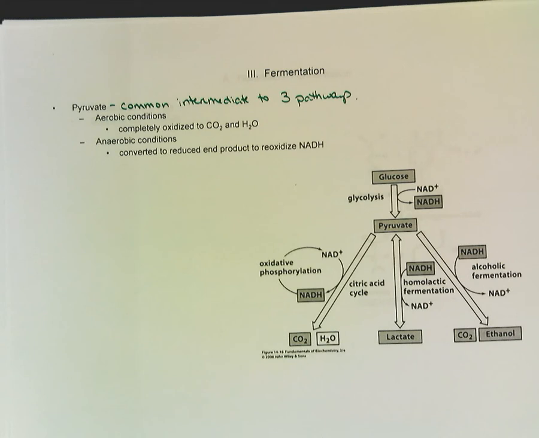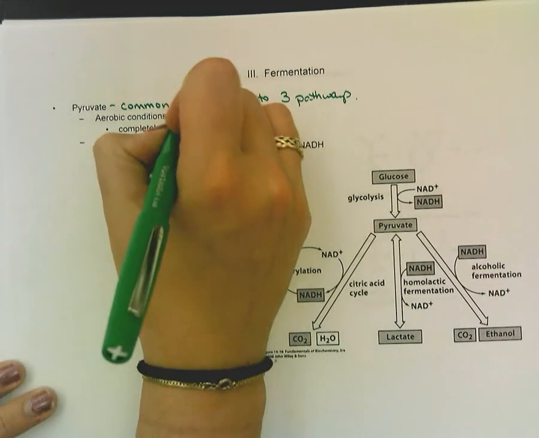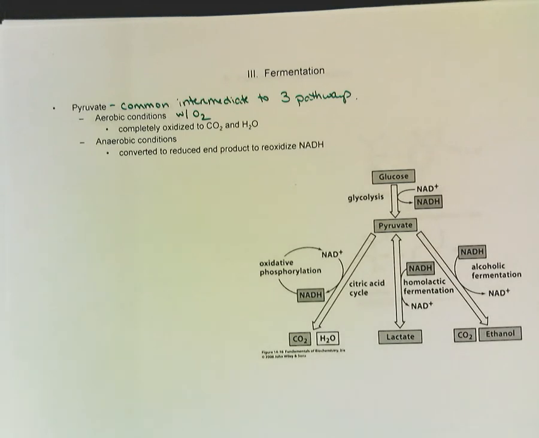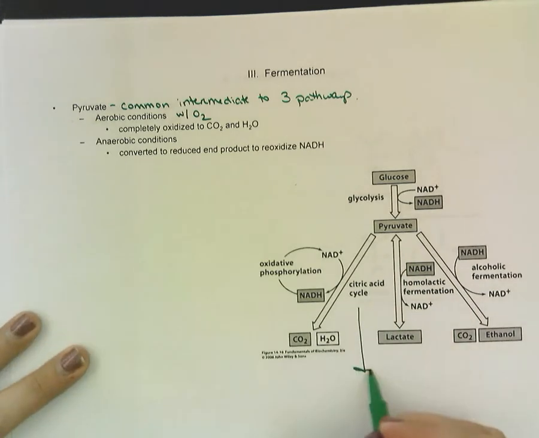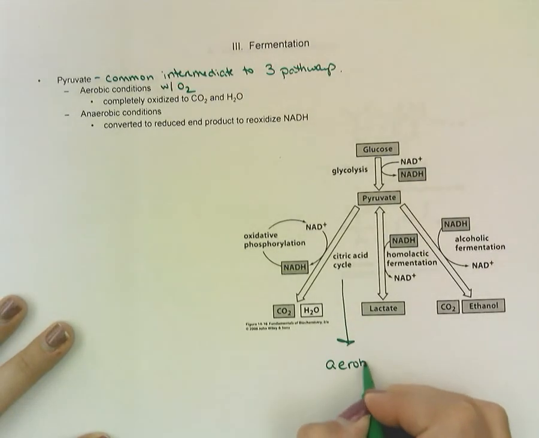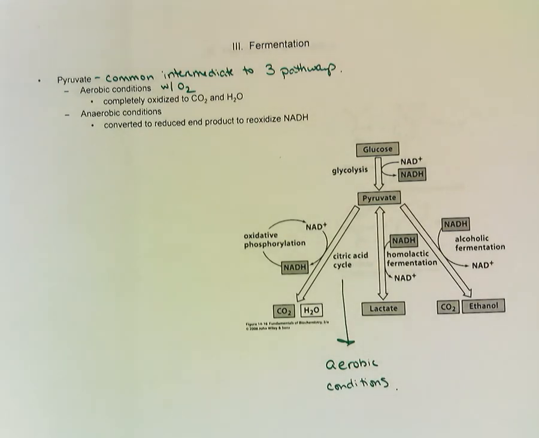So under aerobic conditions, which one's aerobic? With oxygen, without oxygen? This is with oxygen. If there's oxygen present, pyruvate will head down the citric acid cycle. Under anaerobic conditions, pyruvate is converted to produce more NAD+, which can make a few different byproducts.